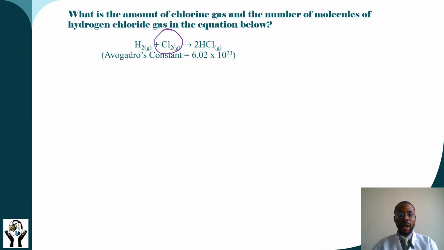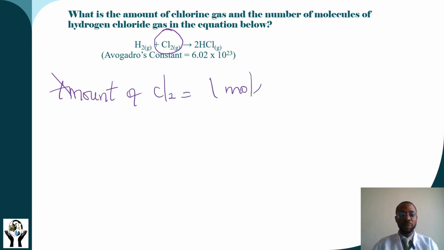For the amount of chlorine gas, remember that's still the same thing as the number of moles of chlorine gas in that equation. And what we have there is just 1 mole of chlorine gas. Don't forget that's the coefficient before the molecule in that equation. So the amount of the chlorine gas will be equal to 1 mole.